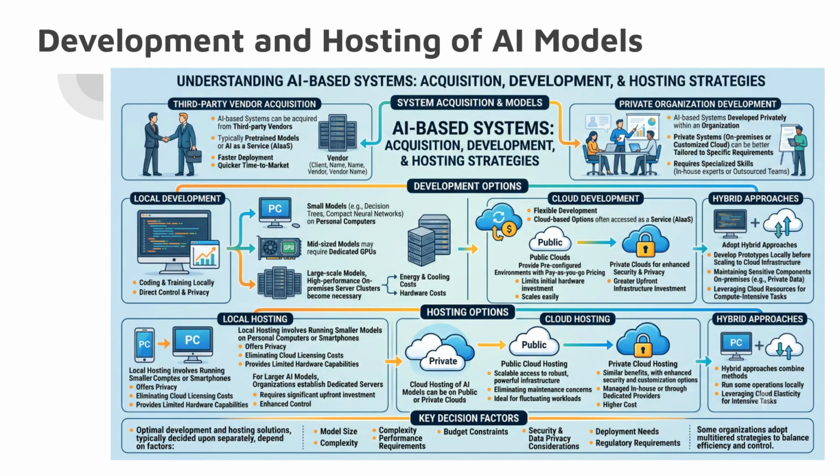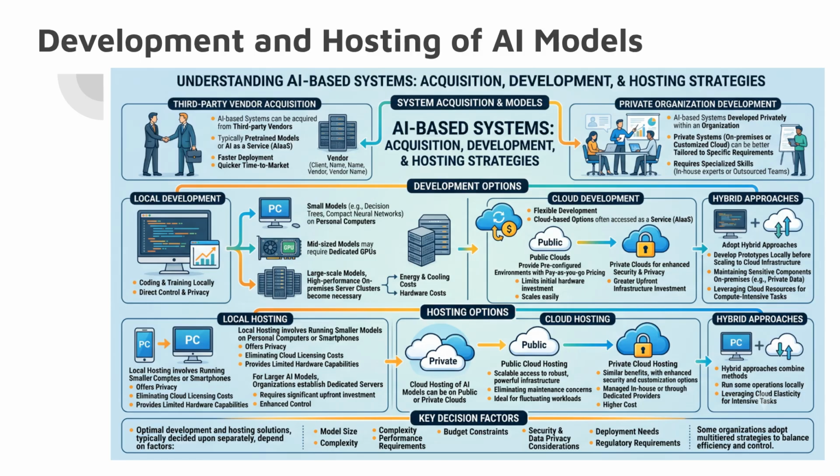Development and hosting of AI models. AI-based systems can be acquired from third-party vendors or developed privately within an organization. AI-based systems typically rely on pre-trained models and can be deployed on-premises or in the cloud, where cloud-based options are often accessed as a service, AIaaS. Third-party AI-based systems typically come as pre-trained models, or AI as a service, AIaaS, enabling faster deployment and quicker time to market. Alternatively, private AI-based systems, on-premises or customized cloud setups, can be better tailored to specific requirements, but their development will likely require specialized skills, either through in-house experts or outsourced teams.